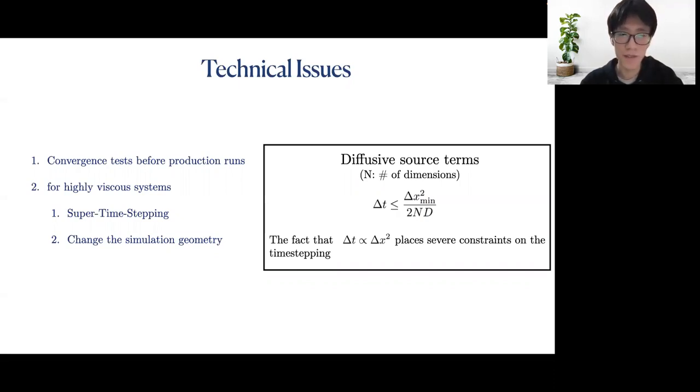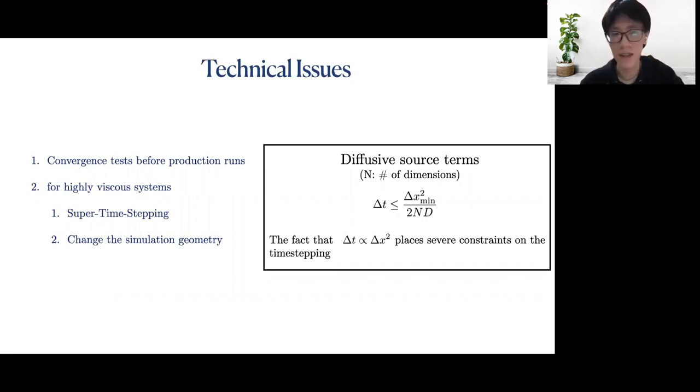And the second one is for highly viscous systems. The problem can be that your simulation is stuck with a very, very small time step, because the diffusion source term is actually not a hyperbolic term. So the delta T due to the effect of diffusion is proportional to delta X squared instead of delta X. Normally the delta T of your simulation limited by the Keplerian velocity is proportional to delta X, not delta X squared. But when you have a highly viscous system, the effect of viscosity can limit your time step very significantly. So how to solve this problem?